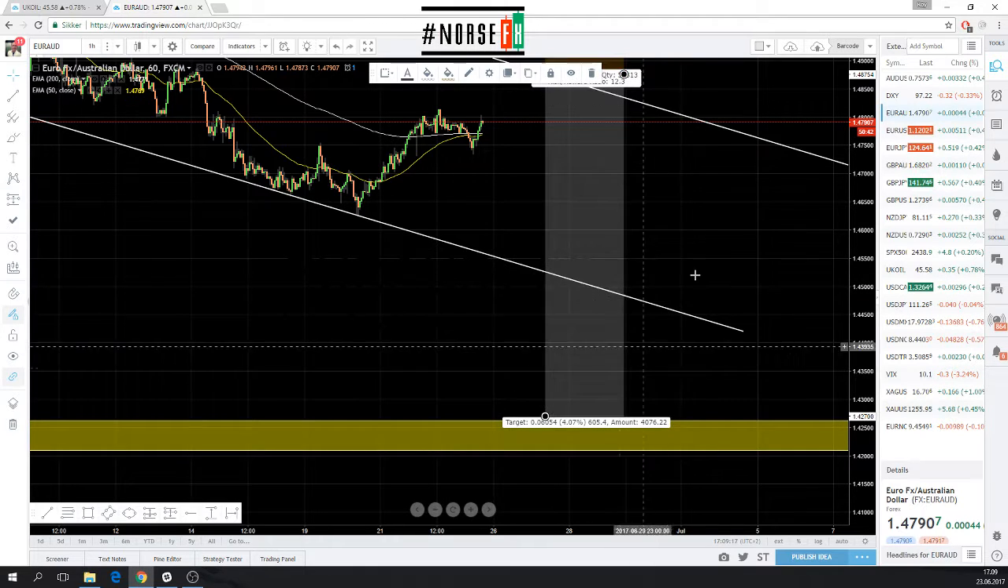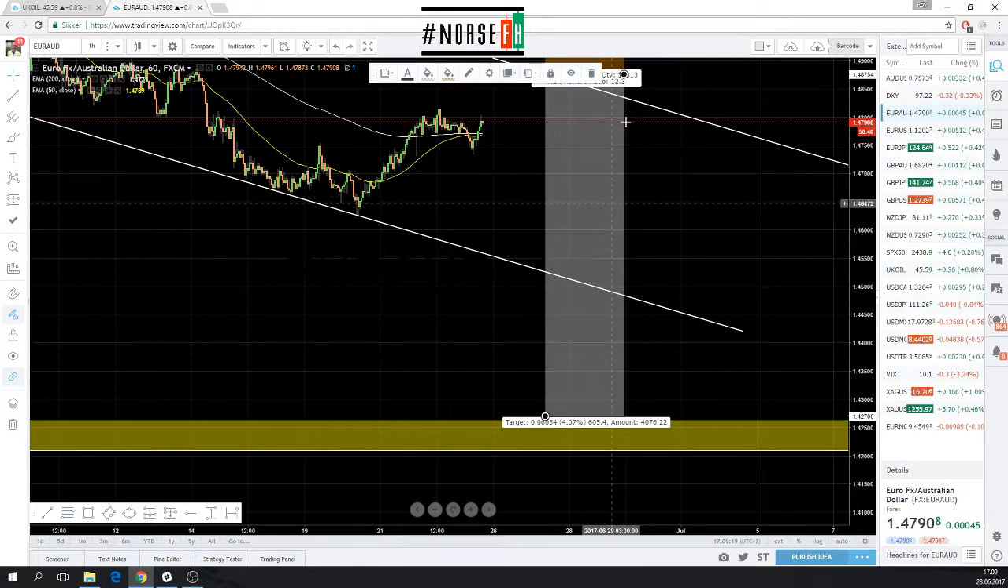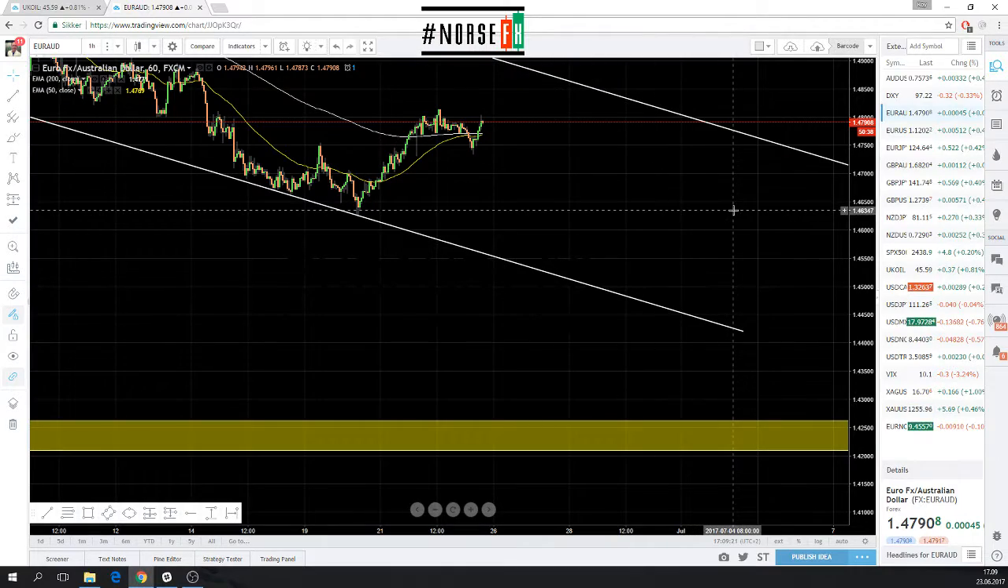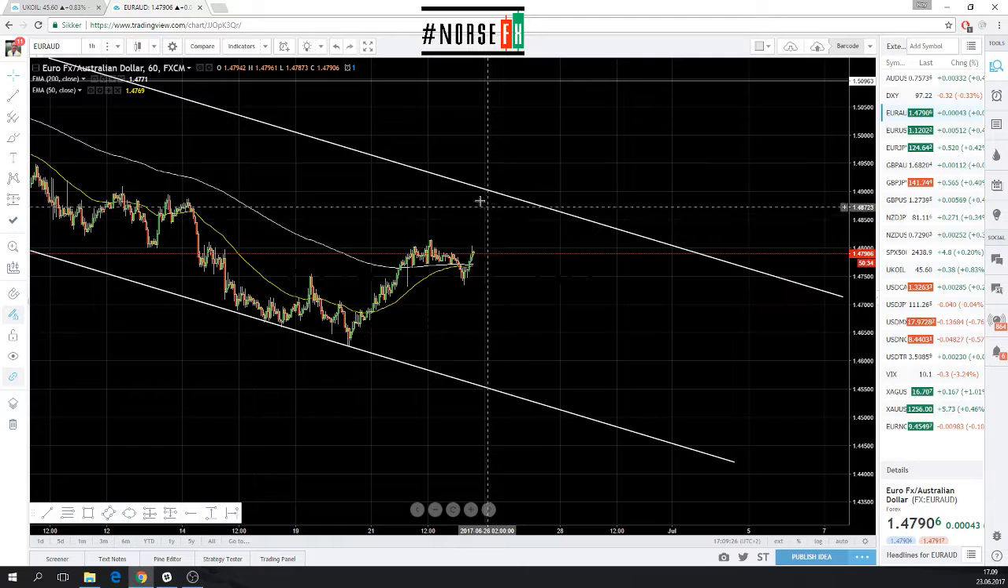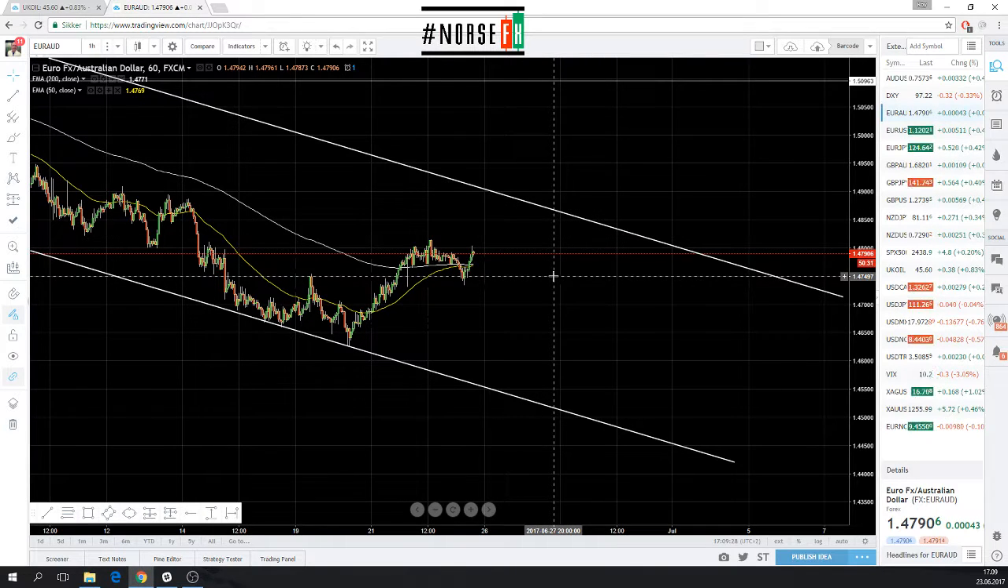And the full target provides a 13.3-to-1 risk versus reward ratio. And that is why I really enjoy playing these parallel plays, because the risk to reward ratio is just unbelievable.